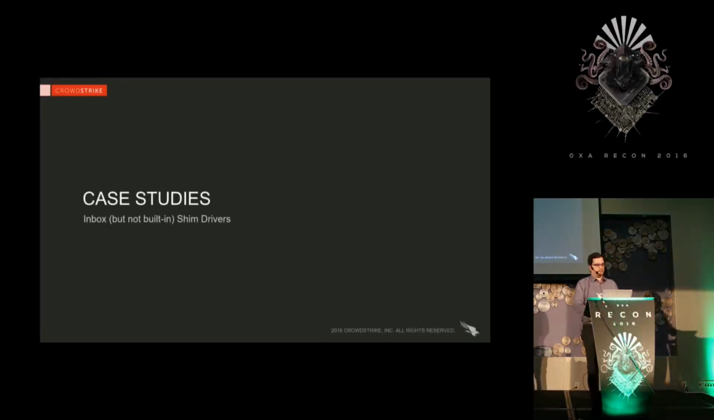So let's look at a few examples, or at least one example of an inbox shim. So basically not a third-party driver, but an inbox driver that's not the kernel that registers its own shim. Because by looking at this, that's how I kind of understood how shims work.